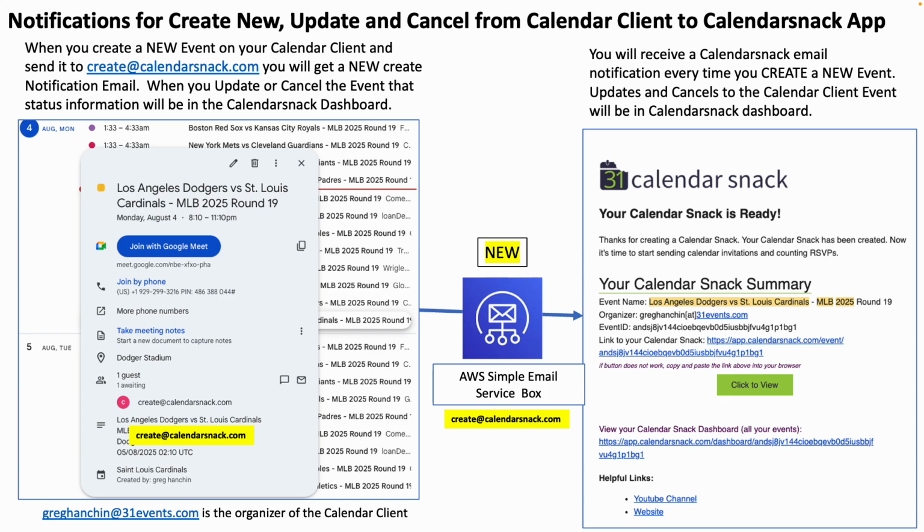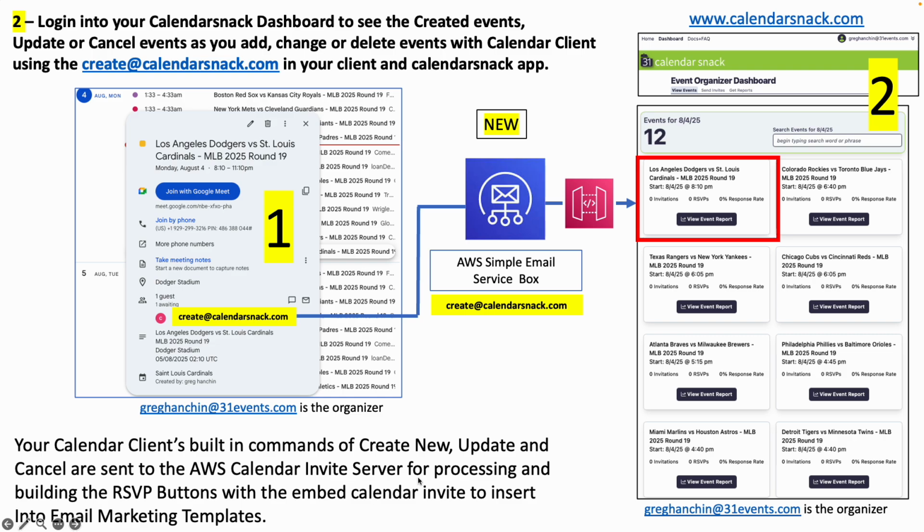Once you do that, you're going to receive a Calendar Snack notification back from our service. It's automated, and you as the organizer of the event, me here in the story, I received a Calendar Snack notification back to Greg Hanshin at 31events.com. So once I do that, I can log into the Calendar Snack app, talking to the AWS Calendar Invite Server, and then these APIs communicate and serve up the data here. So I see this calendar invite information off of my personal calendar client. Again, I'm part of the story, so I'm in the story as the organizer over here.